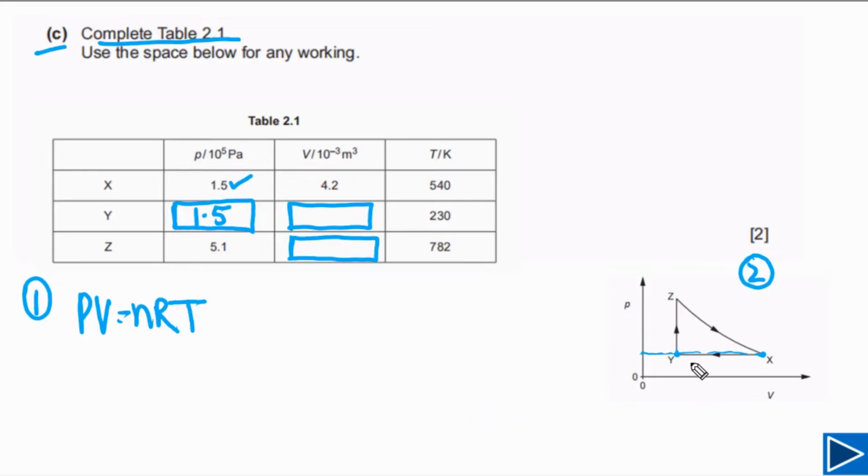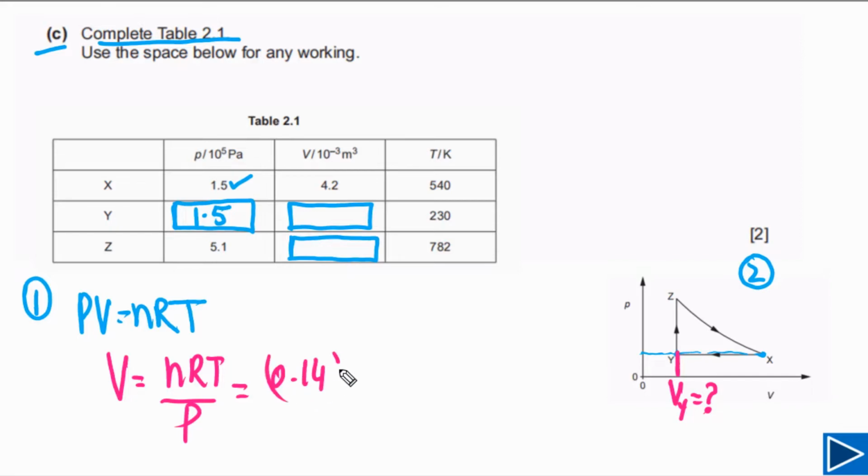Now let's find the value of V at state Y. We need to find VY. For that purpose we have to use the ideal gas equation. V is equal to nRT divided by P, and we have already calculated n, which was 0.14 moles, and R is the gas constant, 8.31 joules per mole per Kelvin. T has to be in Kelvin; it is already given in Kelvin, so we can write down the value of T.